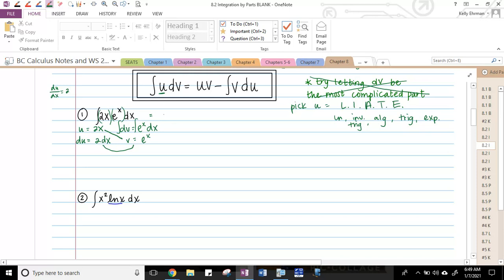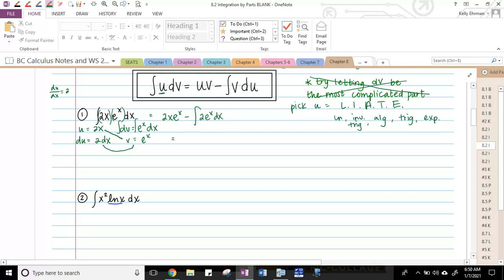So 2x e to the x minus the integral of 2e to the x dx. I tend to move my integrals out in front, but I don't think I'm going to write a separate step for this one. So since it's just e to the x, this integral should be something you can solve. And if it's not, we'll talk about that in a minute.